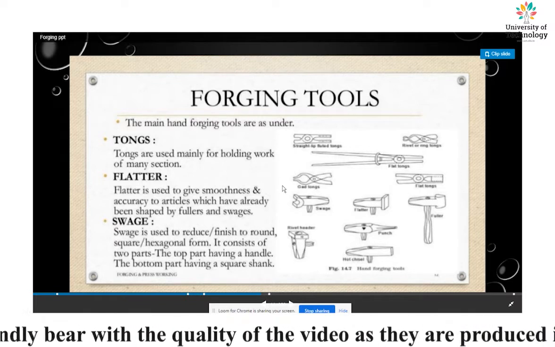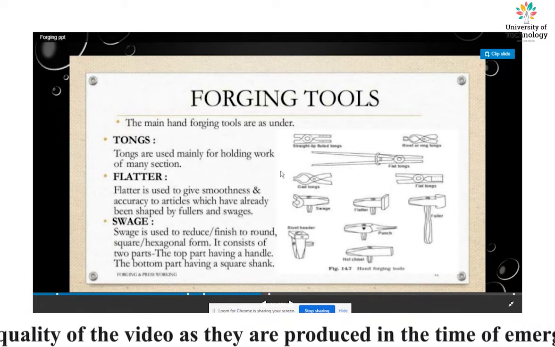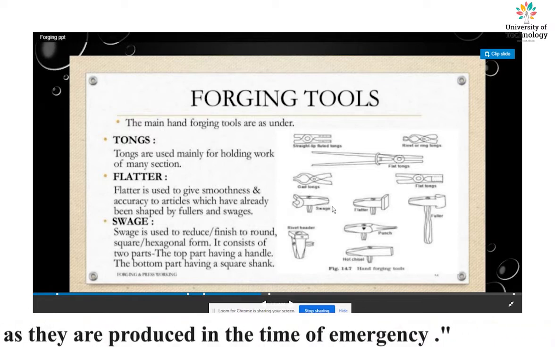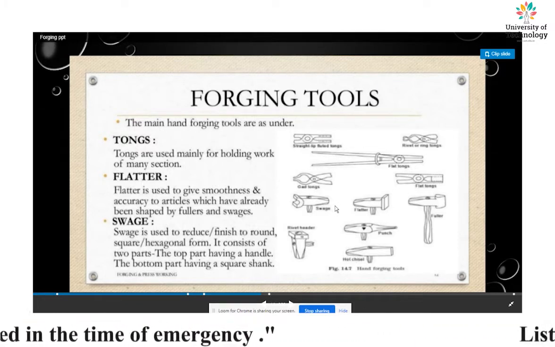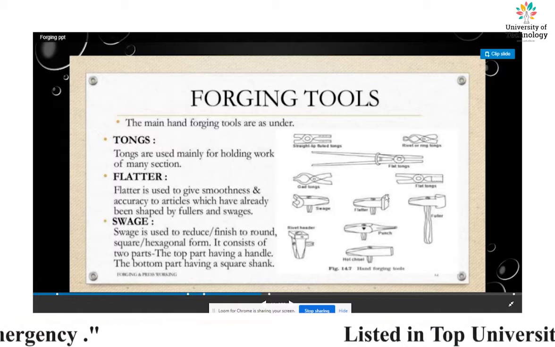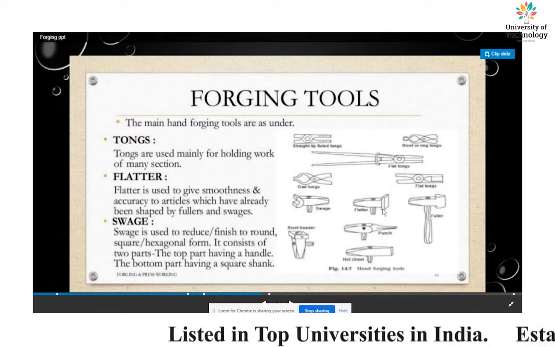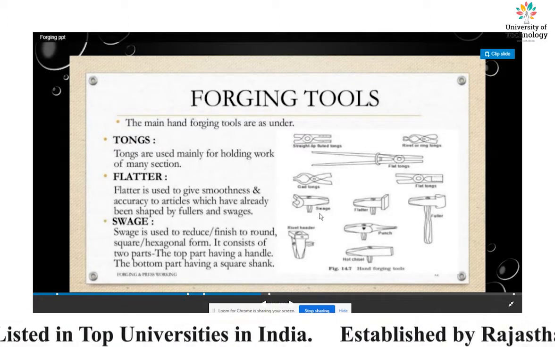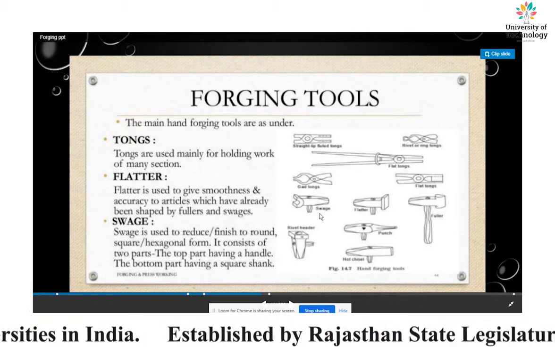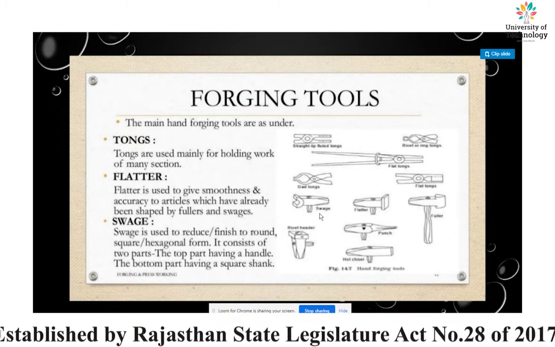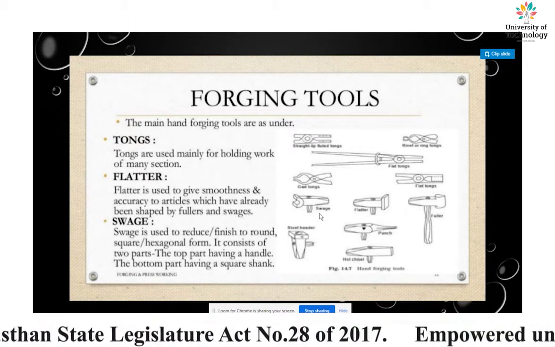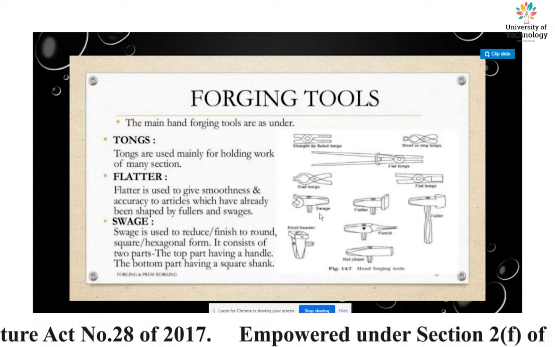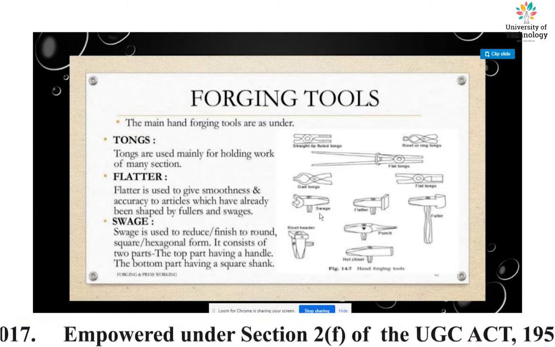And the second one, flatter. Here we can see the figure of the flatter, and the flatter is used to give smoothness and accuracy to articles which have already been shaped by fullers and swages.